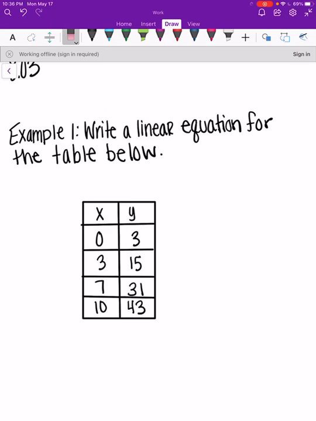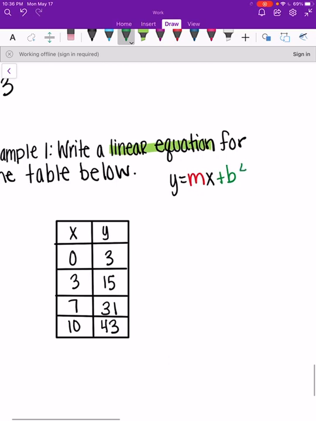Example 1 says, write a linear equation for the table below. So before we look at the table, we need to know what a linear equation is and what it looks like. A linear equation is in the form y equals mx plus b. b is our y-intercept, and m is our slope. We can also write slope as the change in y over the change in x.